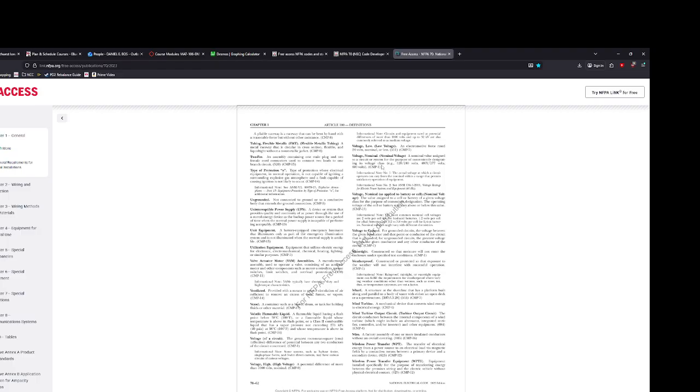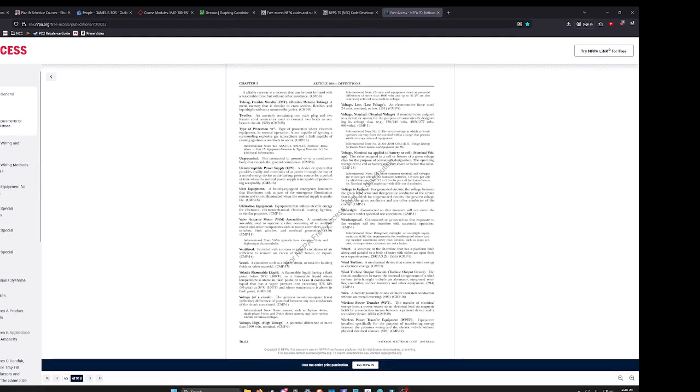Voltage, nominal. A nominal value assigned to a circuit or system for the purpose of conveniently designating its voltage class. So 120, 240, 480Y/277, 600 are the examples that they give. This is what we mean when we talk about 120 volt, 240 volt, stuff like that.